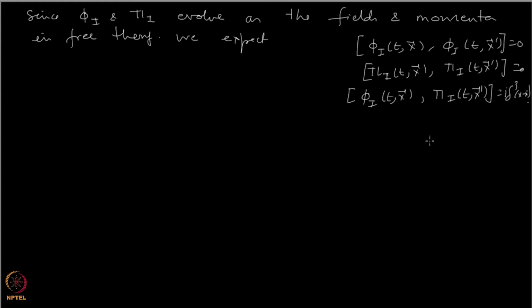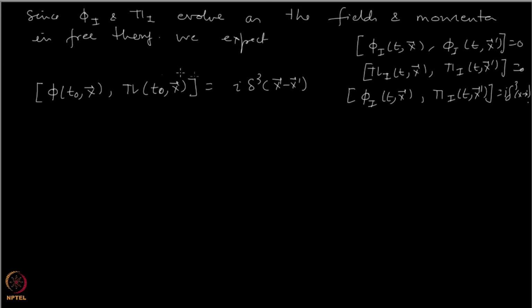And let's check whether these expectations are met. So let's check this one, and the others will follow similarly. So let's check the third one. I start with the field phi at t naught x and pi at t naught x. So these are the operators in the full theory, and this is an equal time commutation relation. And that equal time commutation relation has to be this, because that's how we quantize our theory.